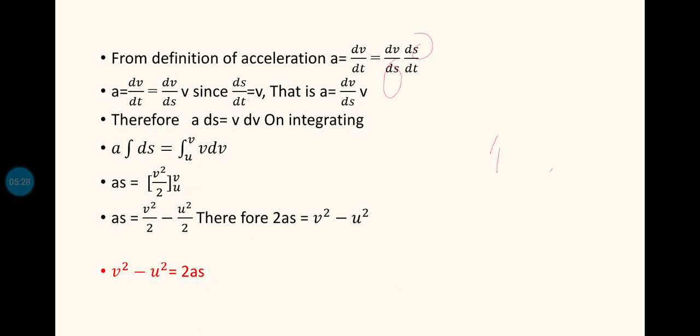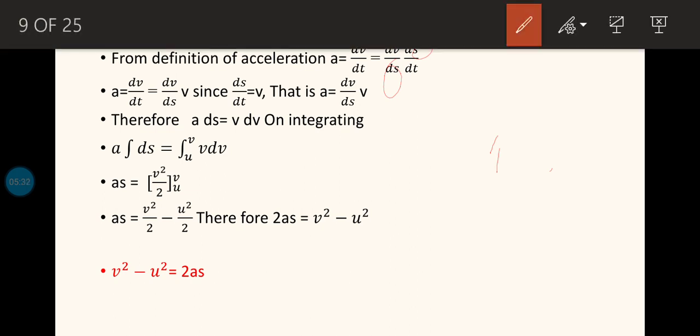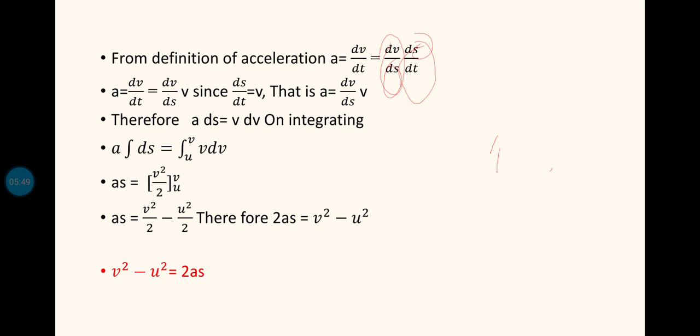So a is equal to dv by dt. That is the first term. dv by dt equals dv by ds, the first term, into ds by dt, the second term. ds by dt is nothing but velocity. So the entire term becomes a equal to dv by dt, that is equal to dv by ds into v.